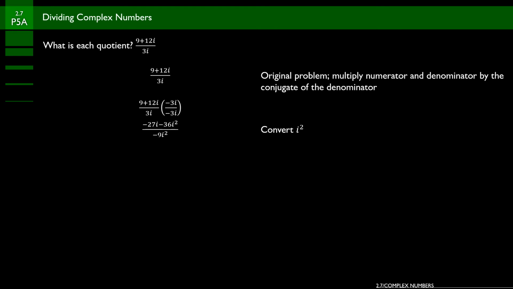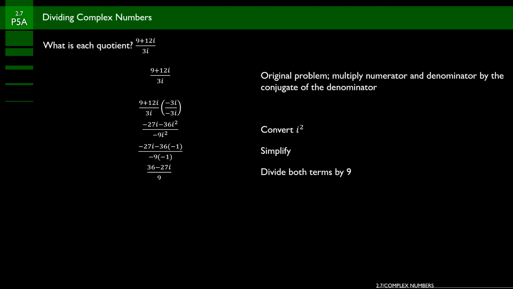Now this is the point where we can start getting rid of that imaginary number. Because we now have an i squared, we can substitute in a negative 1. And we have i squareds in both the numerator and denominator, so that's what we're going to do. So now you're going to have negative 27i minus 36 times negative 1 over negative 9 times negative 1. That leads to 36 minus 27i over 9.